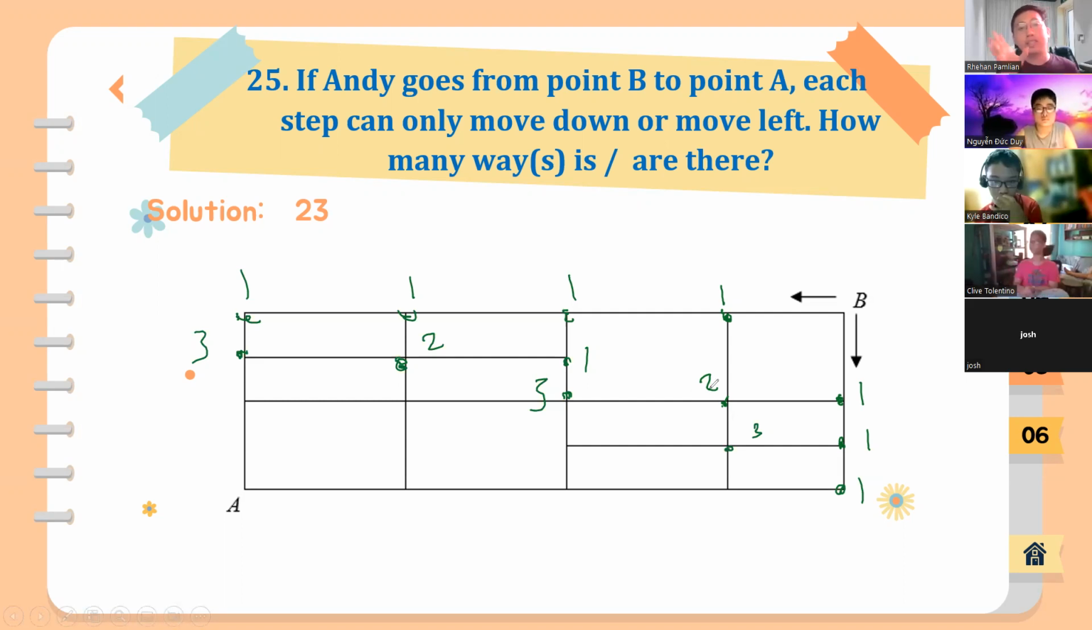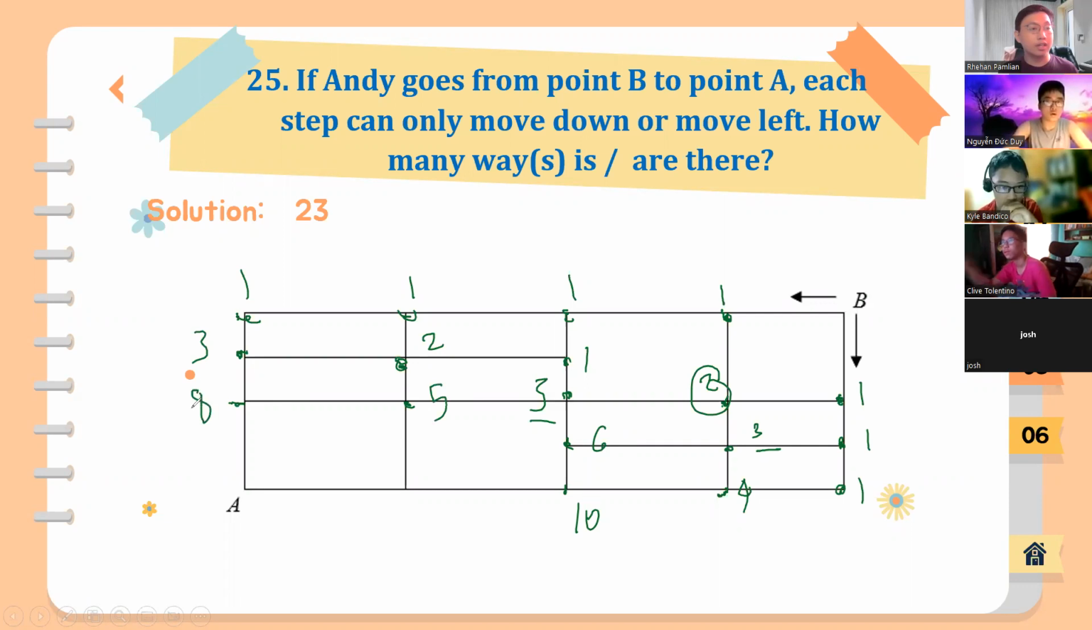Basically, the technique here, guys, is you need to add the adjacent numbers. To arrive here, that is 3 plus 1, so 4. To arrive here, that's 3 plus 3, 6. Here, that's 10. Here, this is 5. Here, this is 8. Here, this is 15. So 15 plus 8, 23. So now we see that we ended up with 23 ways to arrive from point B to point A.